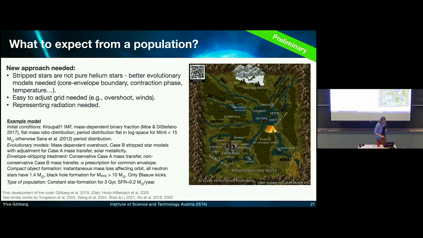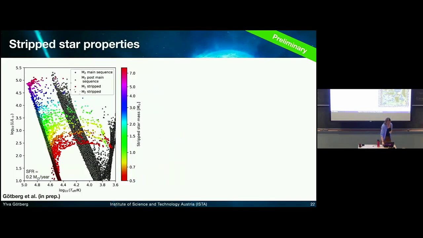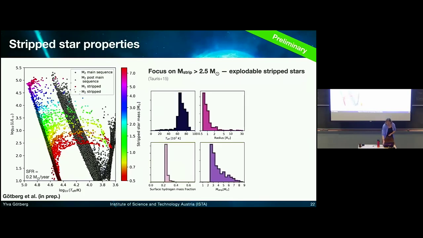How a prediction looks like at the moment: something like this. This is a Hertzsprung-Russell diagram. We see strip stars and their companions. Strip stars are colored by their mass. Companions are less important, so they are gray. And if we focus on strip stars more massive than 2.5 solar masses, we can see here temperature, radius, hydrogen mass fraction, and mass distributions.